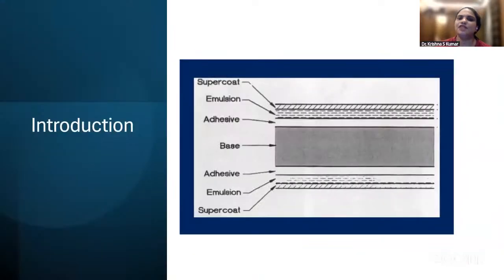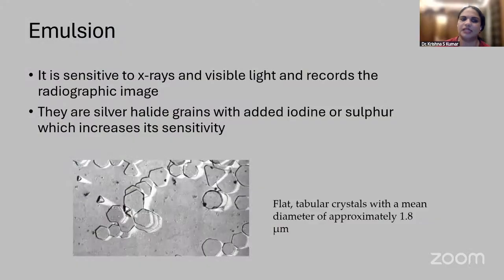It consists of a base onto which the emulsion is coated either on one side or on both sides, and this emulsion is attached to the base with the help of an adhesive. On top of that, you have a super coat which prevents any sort of damage. The emulsion consists of silver halide grains, mainly silver bromide or silver iodide, along with trace elements, sulfur and silver ions. These silver halide crystals are sensitive to both X-rays as well as visible light, and it records the radiographic image, or the information about the structure through which it passes.